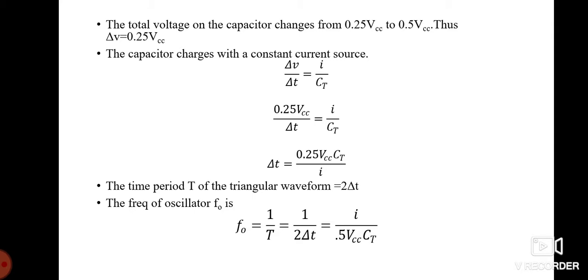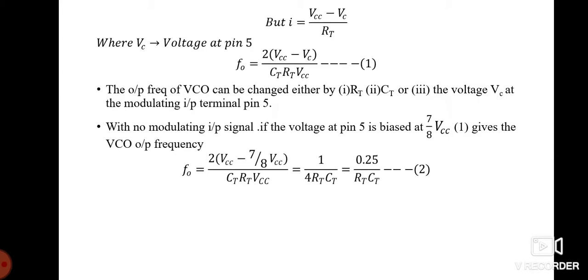Therefore, the frequency of oscillation F naught is 1 by T, where T equals 2 into del T. After substituting the value, we get F naught equal to I by 0.5 VCC into Ct. Here, the current I through RT can be given by the nodal equation I equal to VCC minus VC divided by RT, where VC is the voltage at pin 5. Substituting the value of I in the above equation, we get F naught equal to this value. We mark this as equation 1.